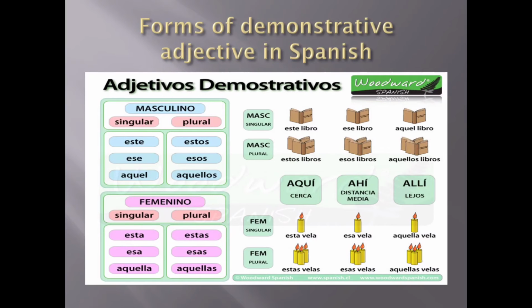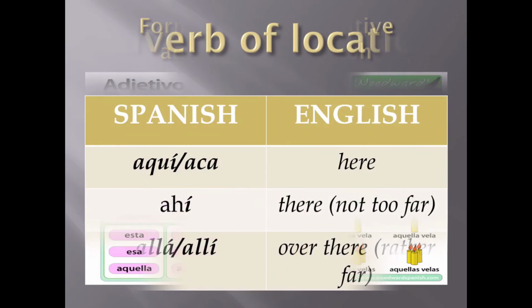Next example, esa vela and esas velas. This means that candle and those candles. Now, aquella vela and aquellas velas means that candle over there and those candles over there. Now, if you could notice, the demonstrative adjective changes its form from singular to plural, masculine to feminine.